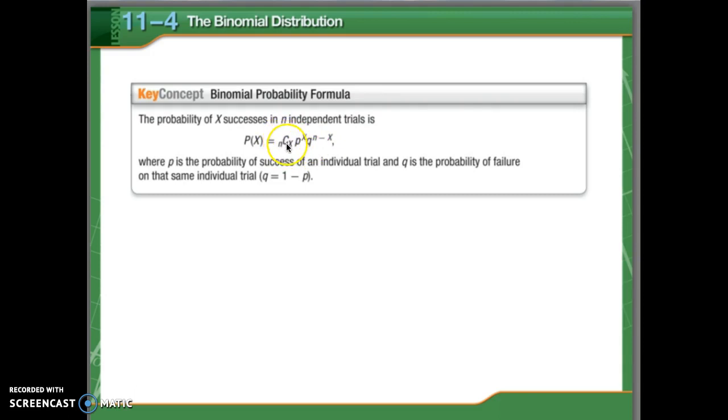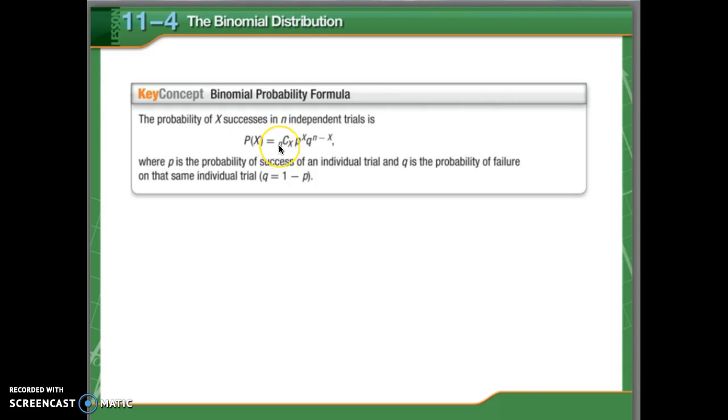This C is called a combination. There's a formula for it on your calculator, and I can show you how to use it. The probability is NCX times the success probability to the X power, the number of successes, times Q, the number of failures, to the N minus X power. So if we had 20 trials, like in the previous example, and we had 6 successes, this would be P to the 6th power and Q to the 14th power.